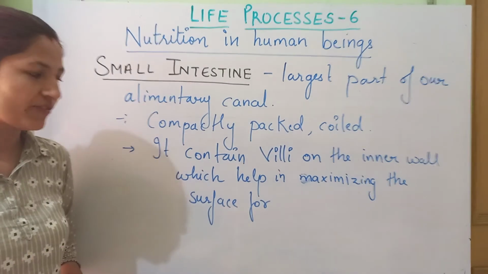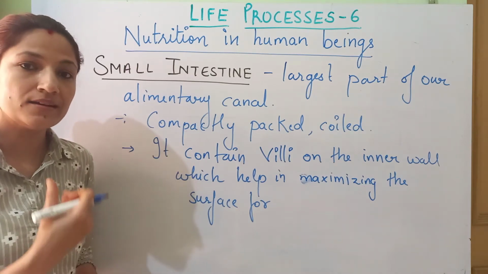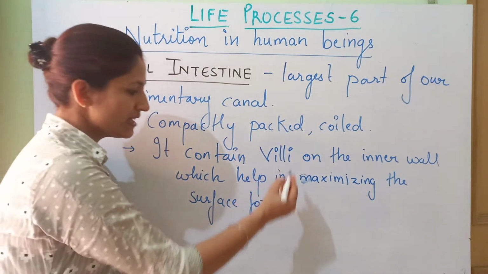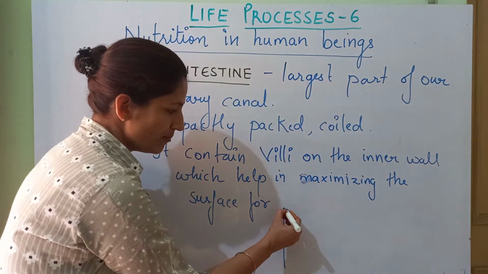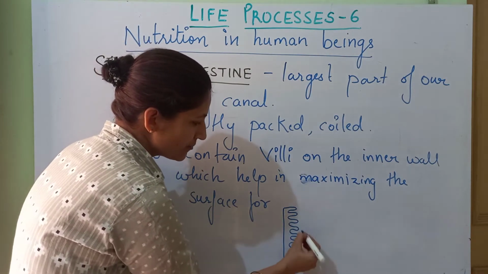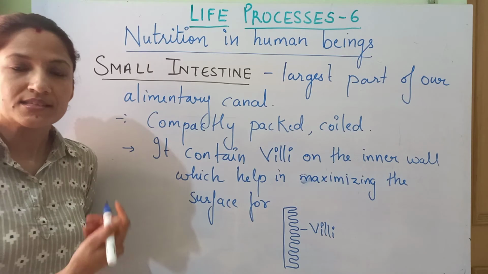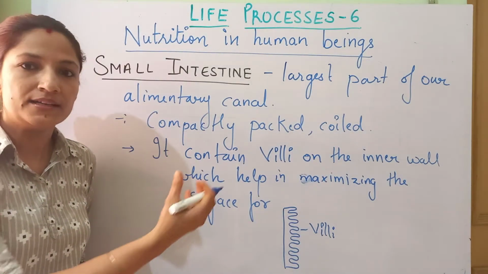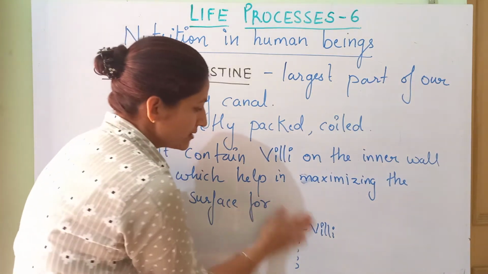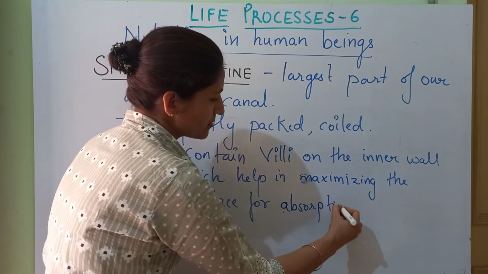So for facilitating that process, the inner layer of the wall of the small intestine contains finger-like projections like this. This is the inner layer and it gets these projections. And these projections are termed as villi. Got it? So highly supplied with blood and they help in taking the nutrients into the blood. So what they are doing, they are increasing the surface area for absorption of the nutrients.